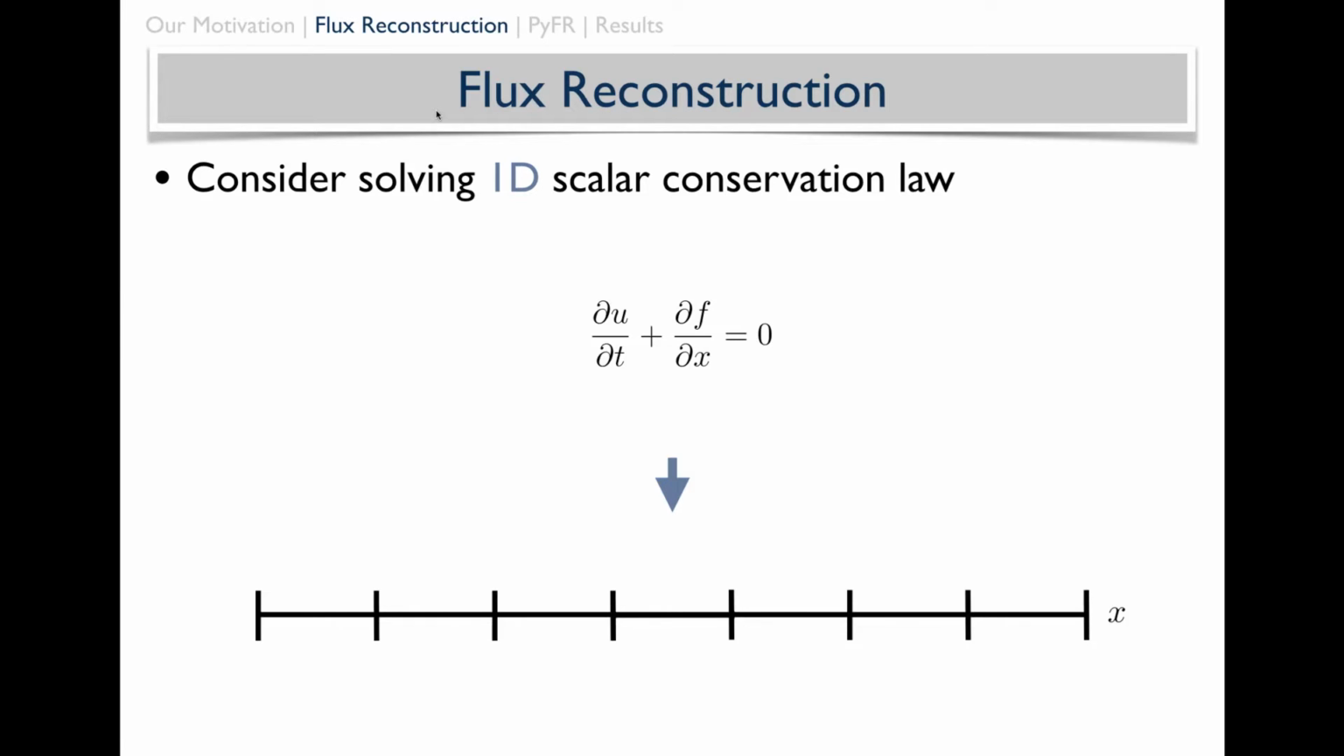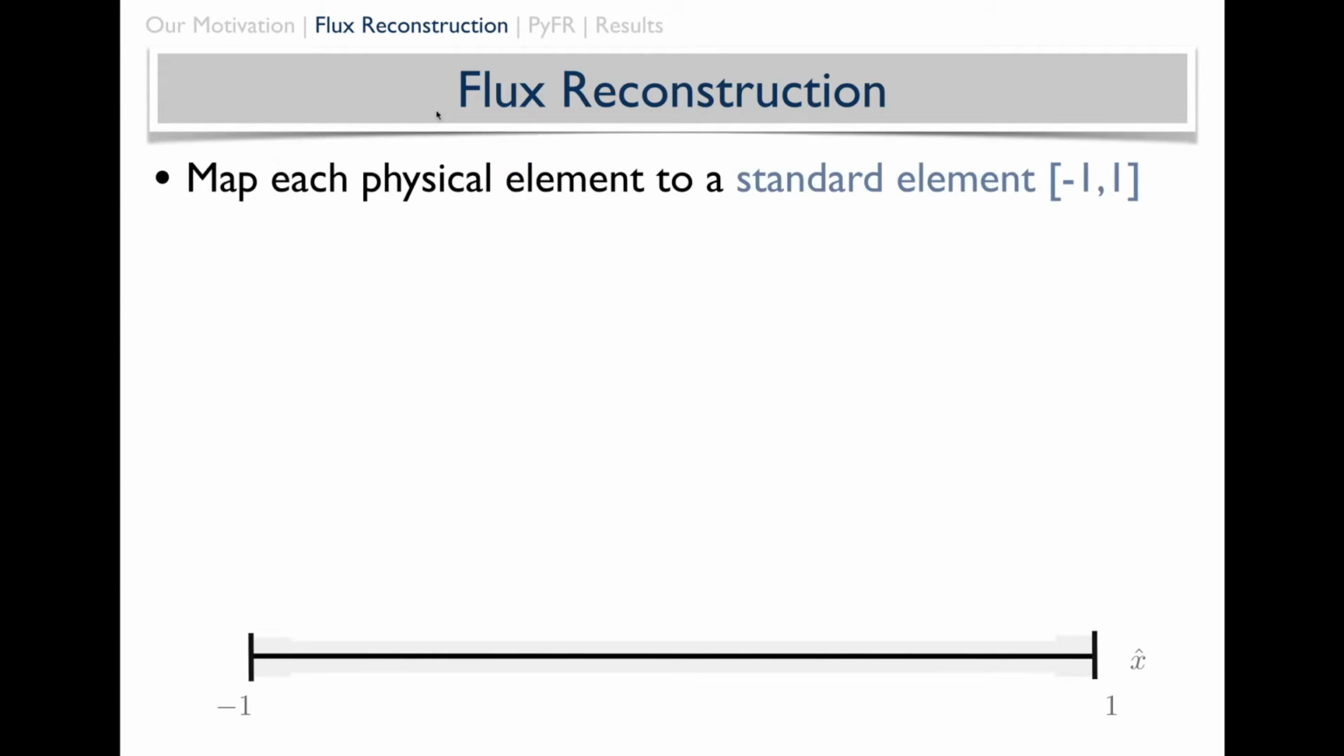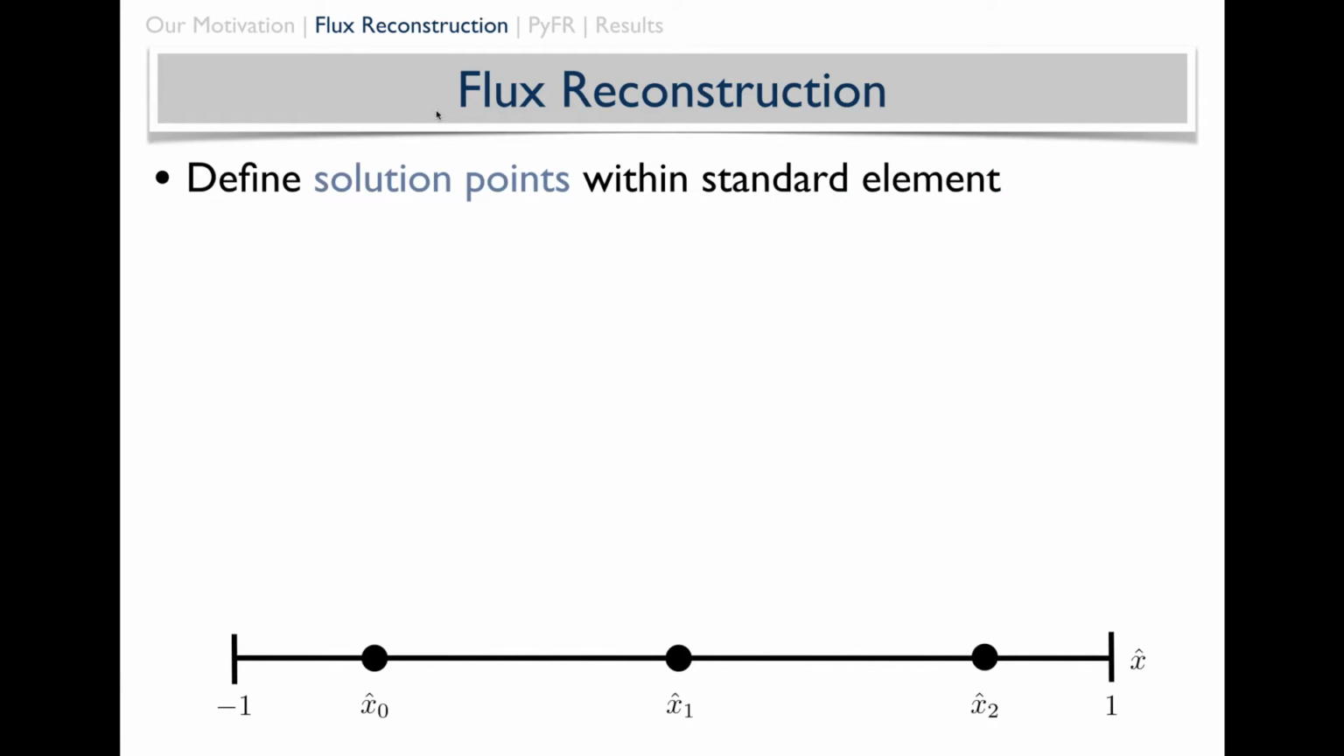What I want to do now is describe, in the context of a simple 1D scalar conservation law, how these schemes work. So we've got a conservation law here, U is our solution, F is our flux of the solution. If we want to solve this in some domain in the X coordinate, the first thing we would do is split this domain up into separate elements, much like in a finite volume scheme. We can map each physical element onto a standard element between -1 and 1.